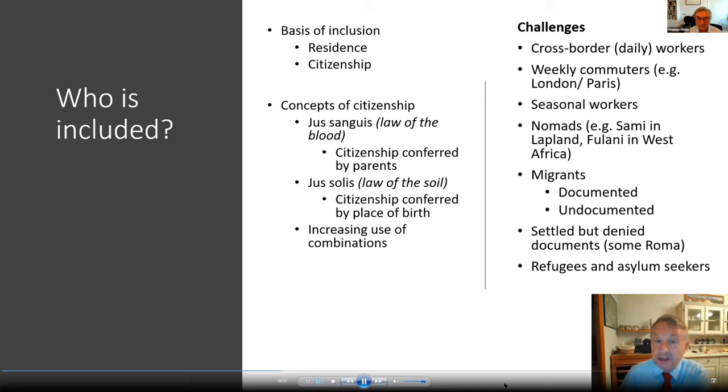And this is critical because in some countries in Europe, you can have been there for several generations, but you still may not actually have access to citizenship. And we need to recognize that the data often exclude people, cross-border workers and so on, seasonal workers, nomadic populations, but also migrants, people who are settled but denied documents, and refugees and asylum seekers, which is what we'll be talking a lot about in this webinar. So we need to be clear who is in and who is out of the data.